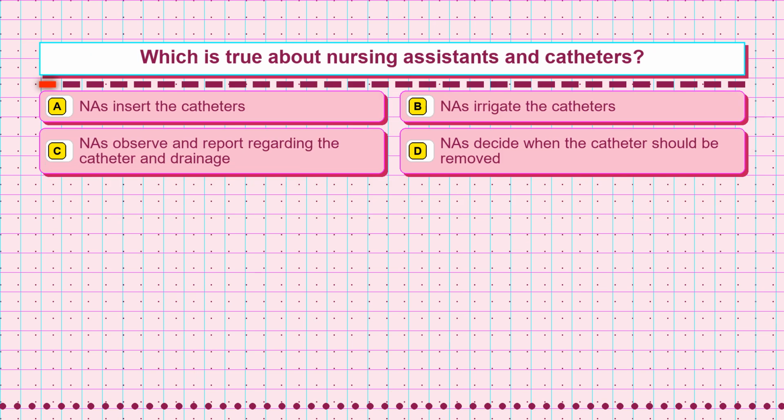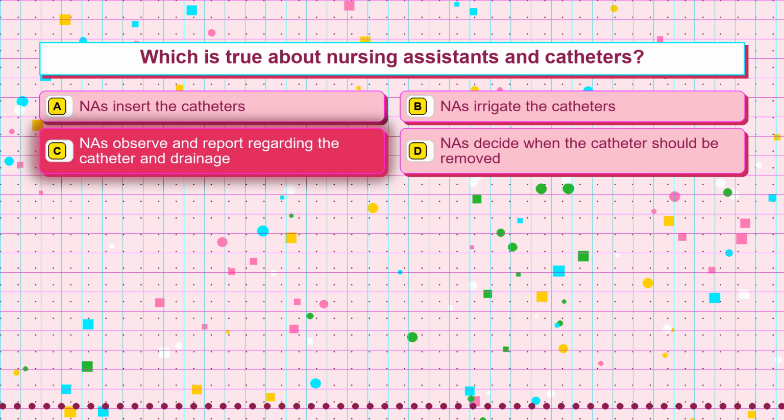Question 61. Which is true about nursing assistants and catheters? Option A, NAs insert the catheters. Option B, NAs irrigate the catheters. Option C, NAs observe and report regarding the catheter and drainage. Option D, NAs decide when the catheter should be removed.